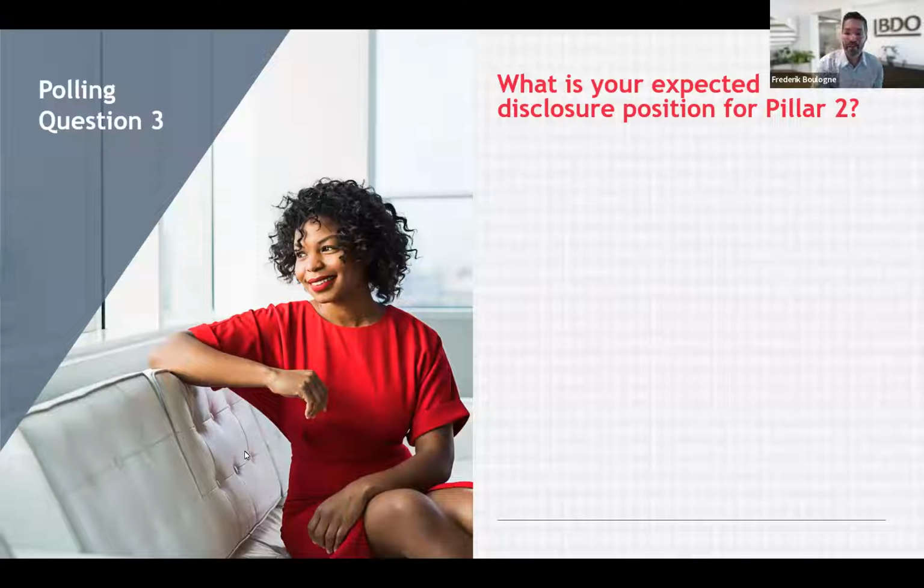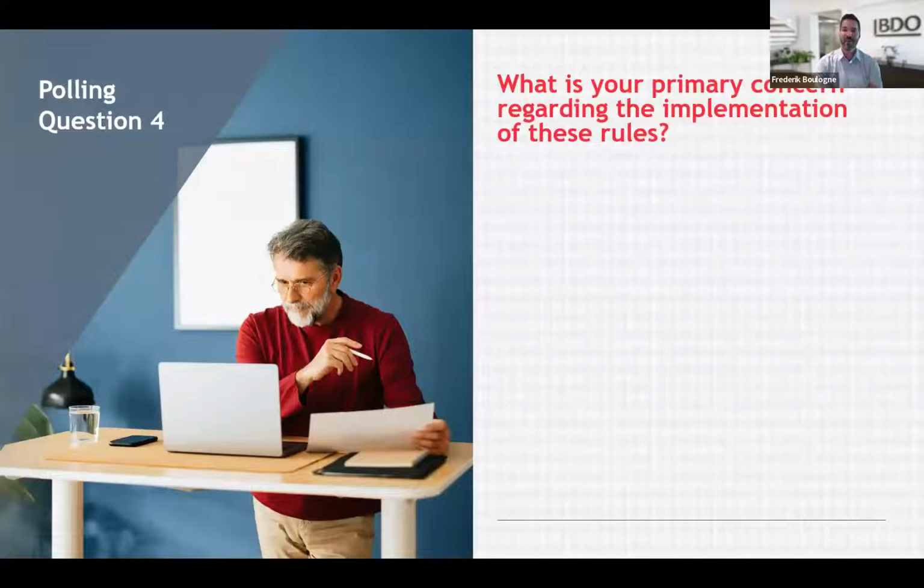I'm also very keen to understand what this means for my next polling question, the fourth polling question. So what is your primary concern regarding the implementation of the Pillar 2 rules?